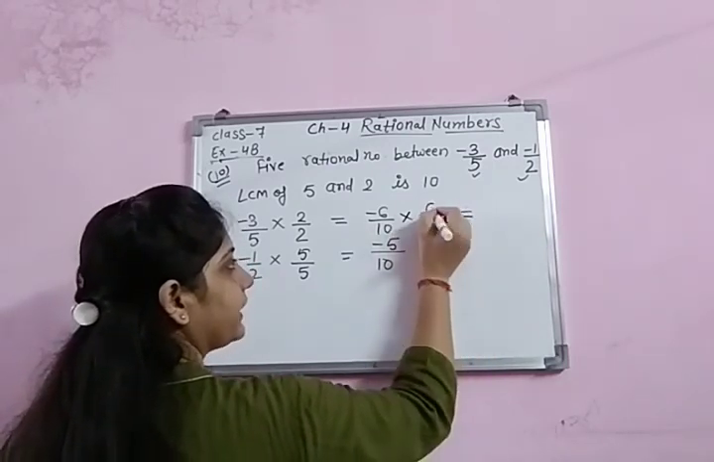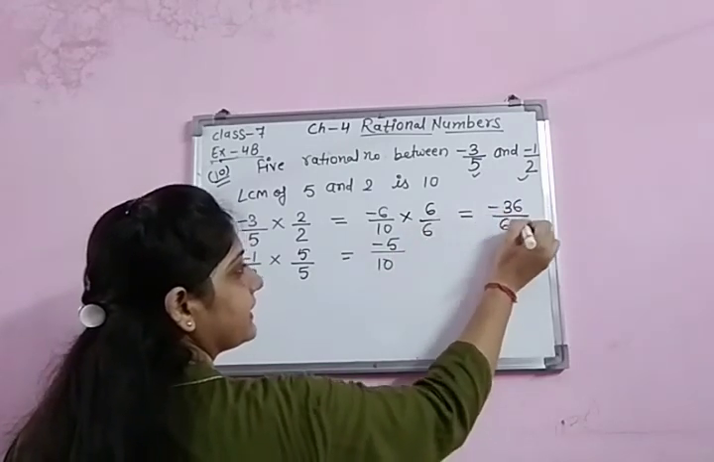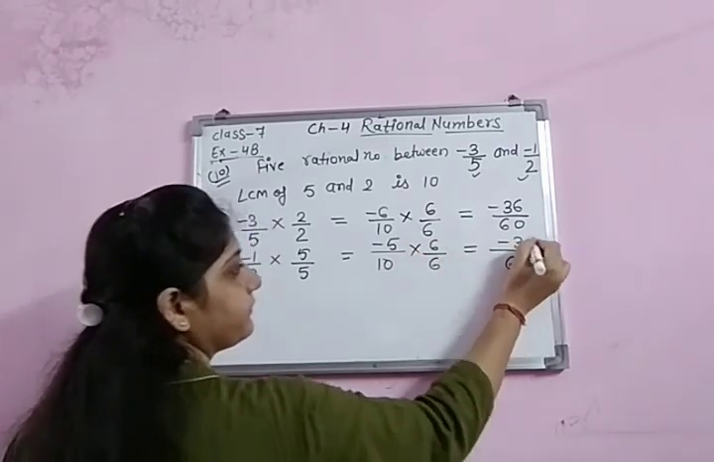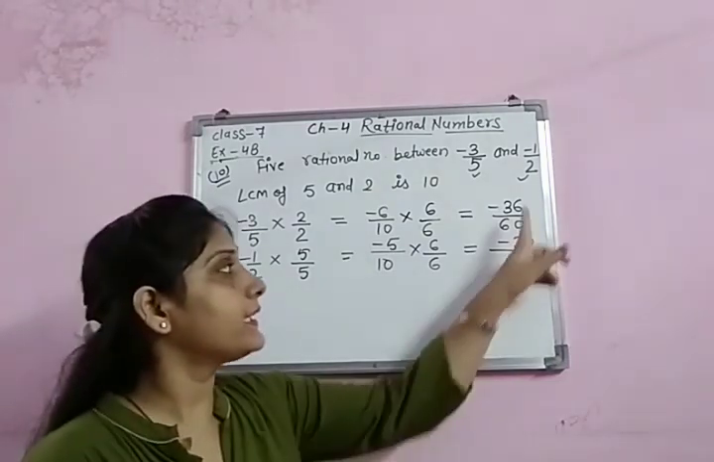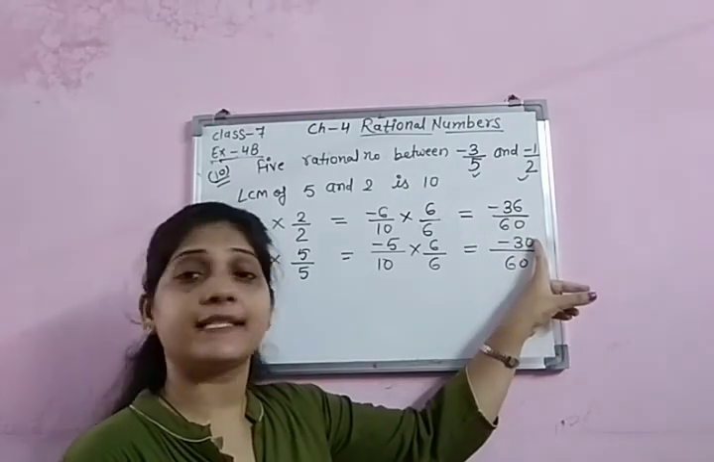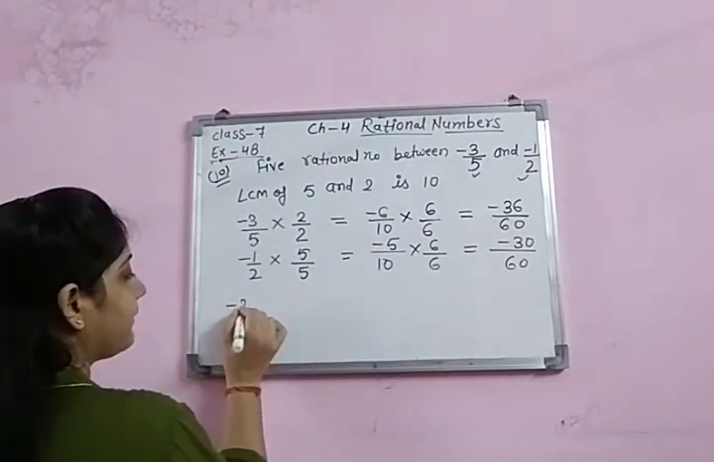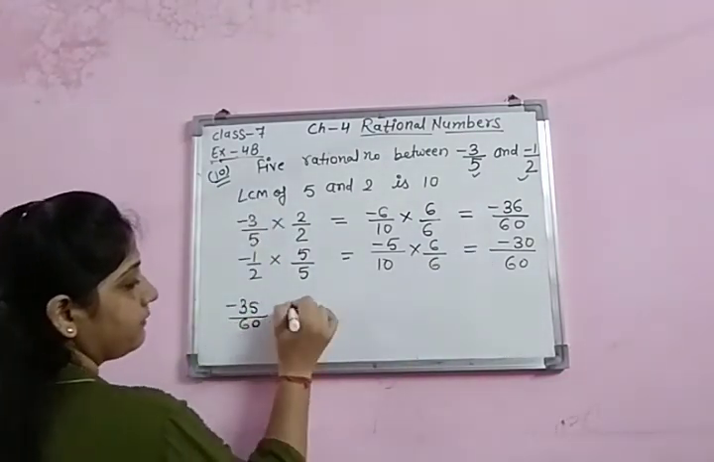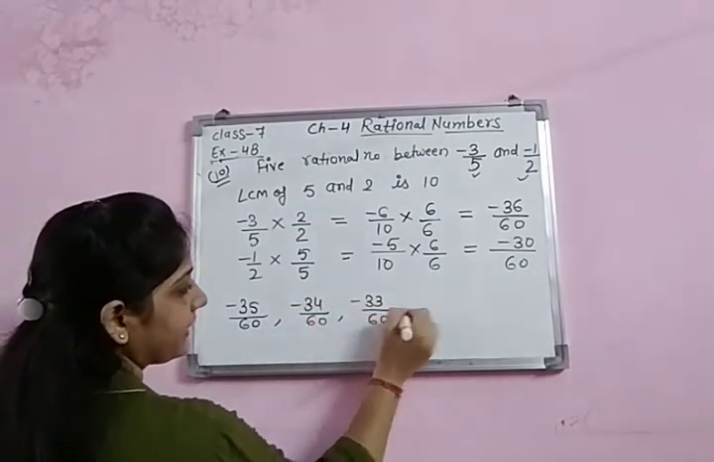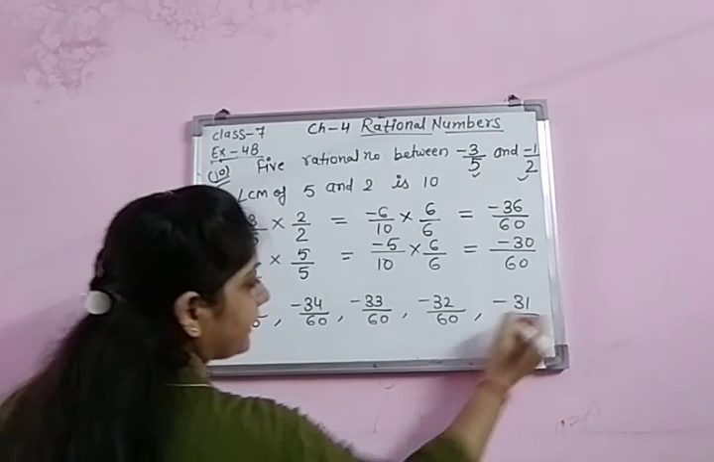Okay, let's take a bigger number. 6 I am taking. 6 6s are 36 and 10 6s are 60. This also by 6: 60, and this is minus 30. So between minus 36, look, the denominators are the same, 60. So between minus 36 and minus 30, 5 rational numbers we have to write. So let's write minus 35 by 60, minus 34 by 60, negative 33 by 60, negative 32 by 60, and negative 31 by 60 are the answer.